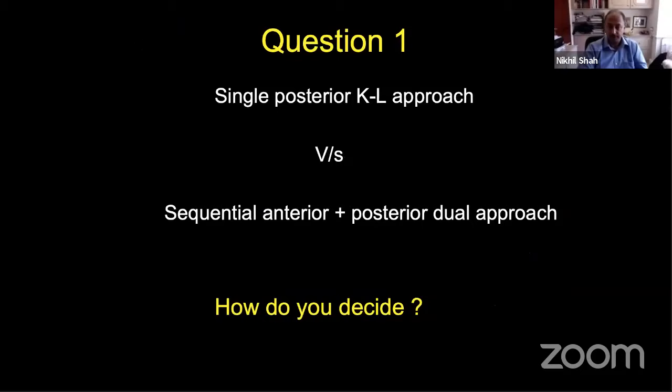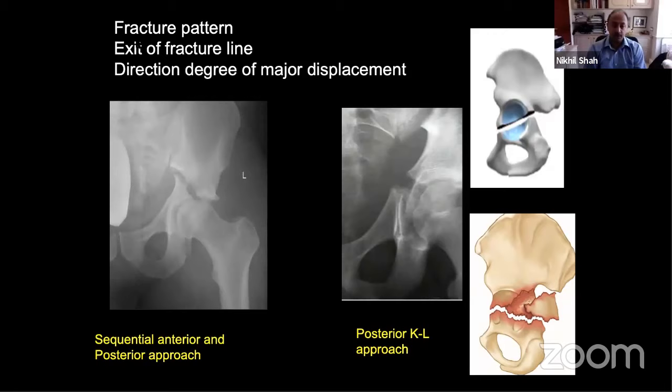So the first question that I tried to answer is whether a single posterior approach is enough, and in which cases you would do a sequential anterior and then a posterior approach. And we have seen the previous speakers deal with this. If you look at the picture on the left, where you have the obliquity of the fracture line exiting quite high up anteriorly, the fracture pattern is important, the direction of displacement, which is again predominantly anteriorly, and the degree of displacement. These are the cases where a sequential anterior and posterior approach is more likely to be needed to get an anatomic reduction. If you look at the picture on the right, which is usually an infratectal or a juxtatectal fracture, where the majority of the displacement is posterior, you'll probably not need a separate anterior approach.